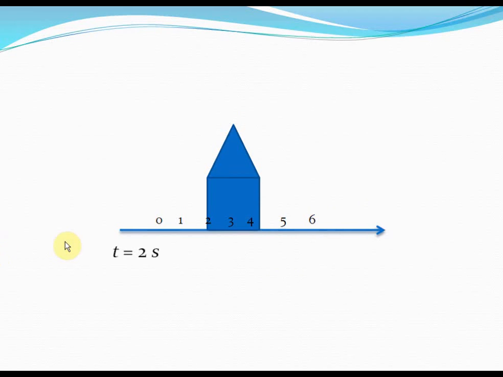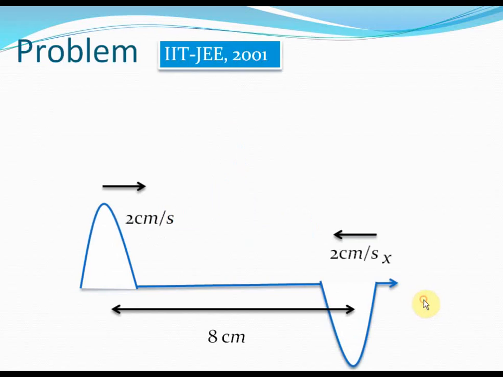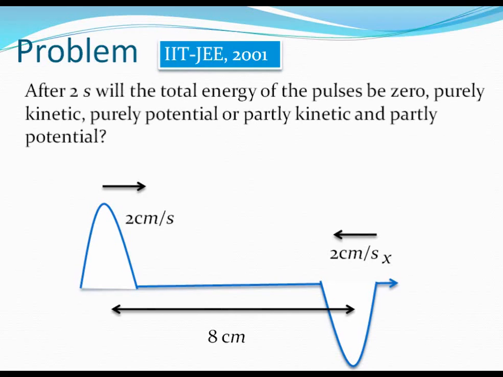Now let's try an IIT JEE problem. Here's the problem. This problem was asked in IIT JEE 2001. There are two pulses traveling towards each other at a speed of 2 centimeters per second. The distance between the pulses is 8 centimeters. After 2 seconds, will the total energy of the pulses be 0, purely kinetic, purely potential, or partly kinetic and partly potential? The question seems very complicated.